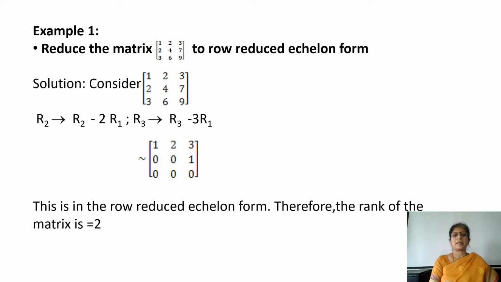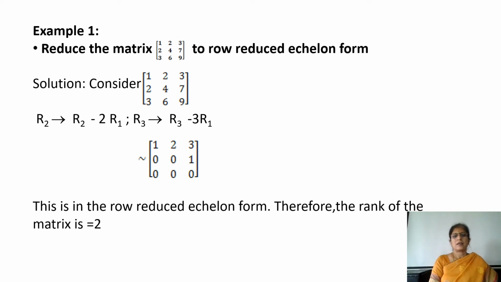So by applying these operations, we can obtain the matrix with the elements. The first row elements R1 remains as it is, 1, 2, 3. In the second row, it is R2 minus 2 times R1, that is 2 minus 2, it becomes 0. 4 minus 4 becomes 0. 7 minus 6 is 1. And the third row, that is R3 minus 3 times R1, gives us 3 minus 3 is 0, 6 minus 6 is 0, 9 minus 9 is 0.